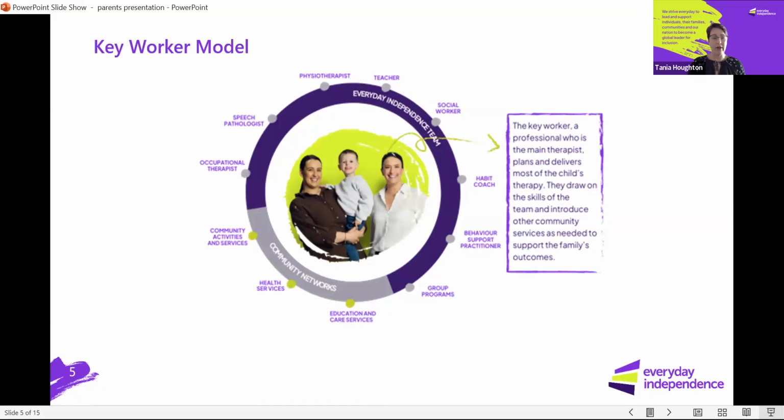They'll work across a wide range of different environments. So they'll work within early childhood settings, which might be childcare or kinder or preschool, and sometimes schools. And they'll link in with health services and make sure that the child is receiving the health services they need. They'll also link in with community services and activities, which could include things like library programs or sports programs, and they'll ensure that that child has access to a wide range of opportunities for participation and inclusion.